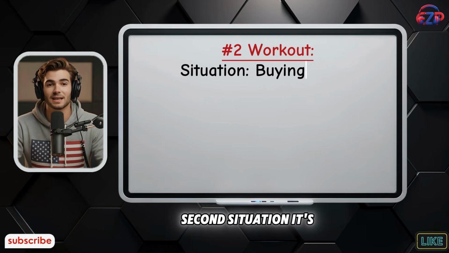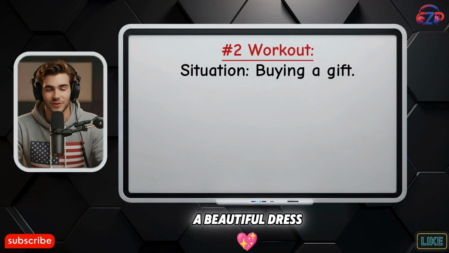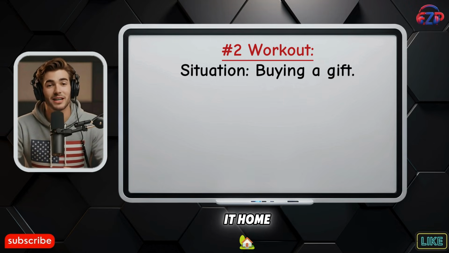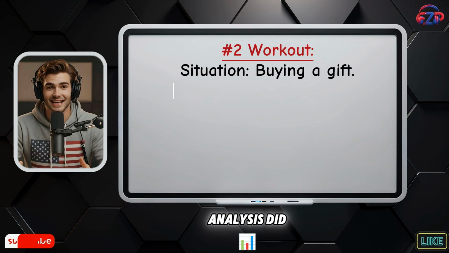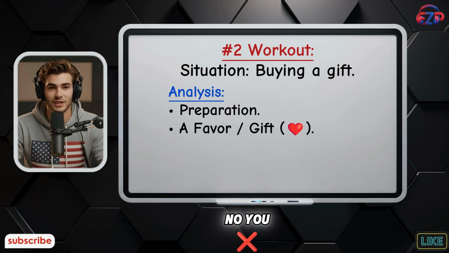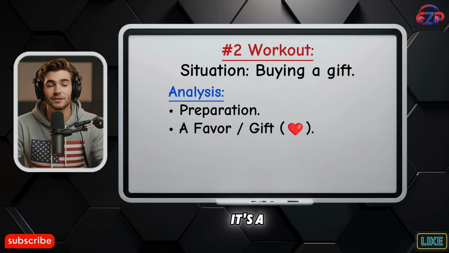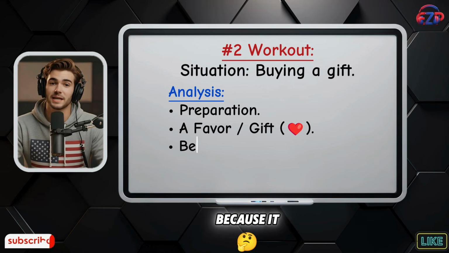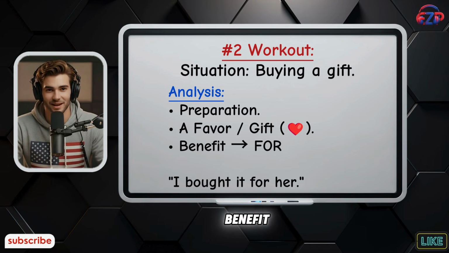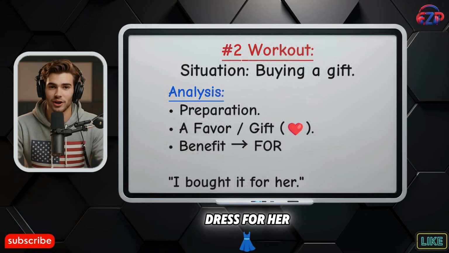Second situation. It's your mother's birthday. You go to a store, select a beautiful dress, pay for it, and bring it home to surprise her. Analysis. Did you transfer the dress instantly? No. You had to find it, buy it, and prepare the surprise. It's a favor and a gift. Because it involves preparation and benefit, the correct word is for. The sentence is, I bought a dress for her.